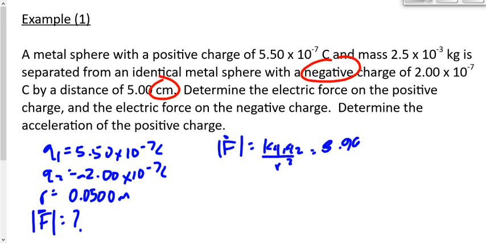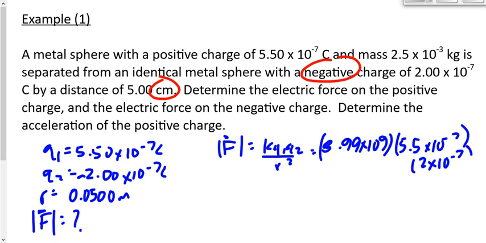8.99 times 10 to the 9 times, now pay attention to this, okay? 5.5 times 10 to the minus 7 times 2 times 10 to the minus 7. Does that make sense? Shouldn't it be negative? No. We're actually going to drop the sign of the negative. Whenever we plug a charge into an equation, we want to drop the sign.